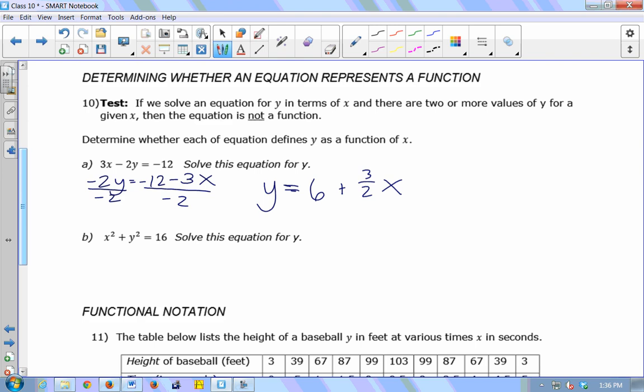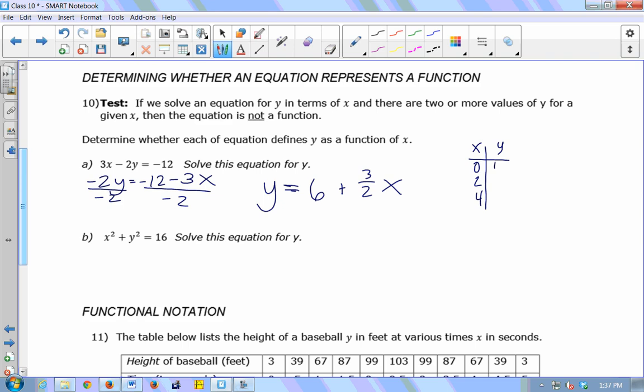It's not that complicated. 7.5, good. What if I plug in 2? 9. So it seems like when I'm plugging in an x, how many y's am I getting as the answer? 1. So this is a function. So you could make a little xy chart and just pick a few values and make sure you're only getting 1 y as your output.